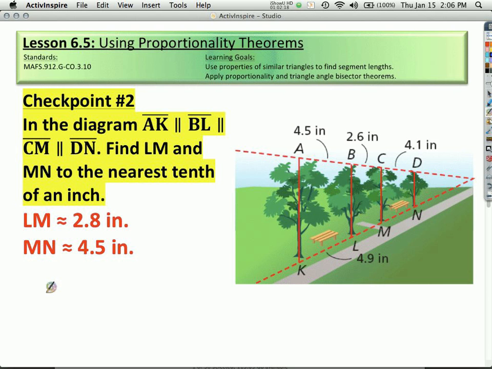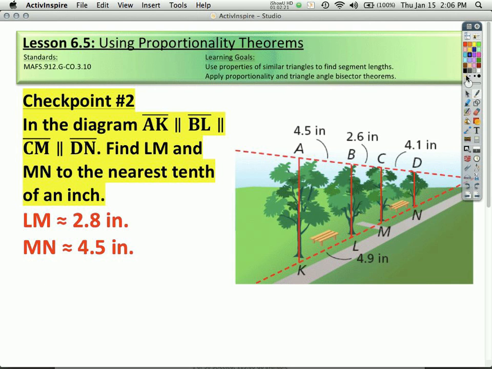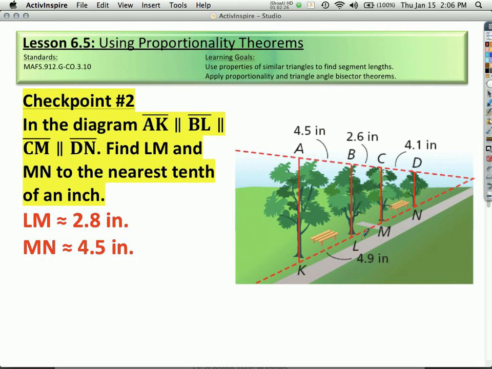If you found LM first and put in a 2.8 and then used the 2.8 for MN, so you formed a proportion with these two and these two, then you would get, I think, 4.4. Because we rounded the 2.8, we're missing a little bit of information. If you went back and used this, this, this, and then x, which you could have, then you would end up with 4.5 approximately. So I'll accept both answers.